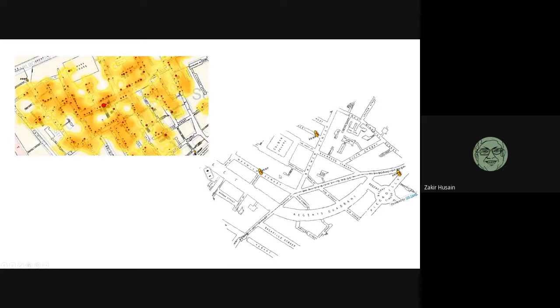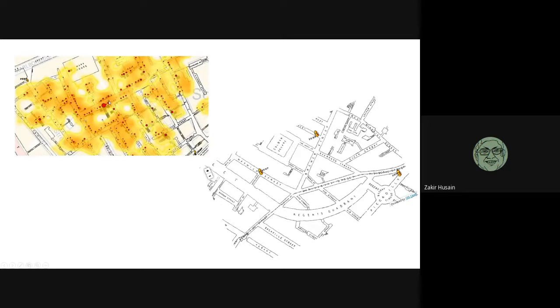Then a doctor called John Snow came up and he made this mapping. He's not a character in Game of Thrones. So you can see there's a hotspot over here, another over here.